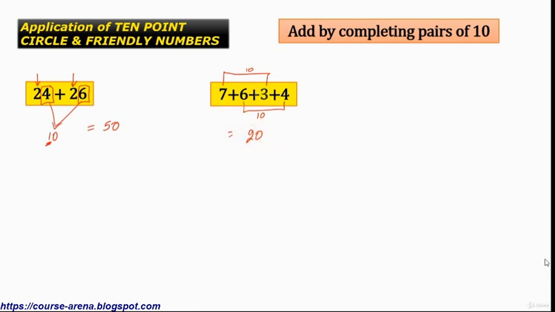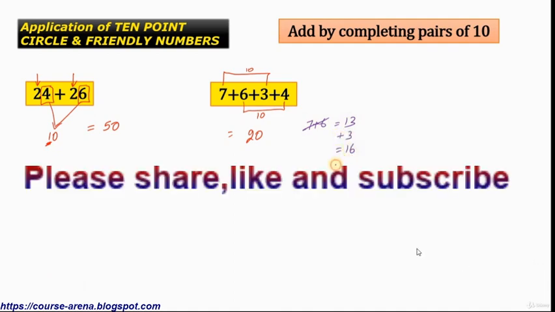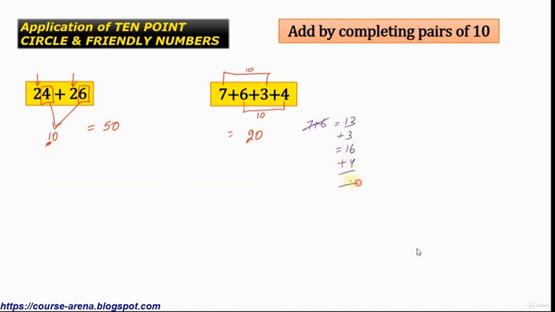The traditional method of solving this question would have been that you add 7 plus 6 and that gives us 13. Then you add 3 over here which will give us 16 and then you add 4 in this place which would have given us the answer as 20. But I would have preferred this method which is very obvious and you should learn to recognize friendly numbers and to pair a friendly number so as to maximize your calculation speed.